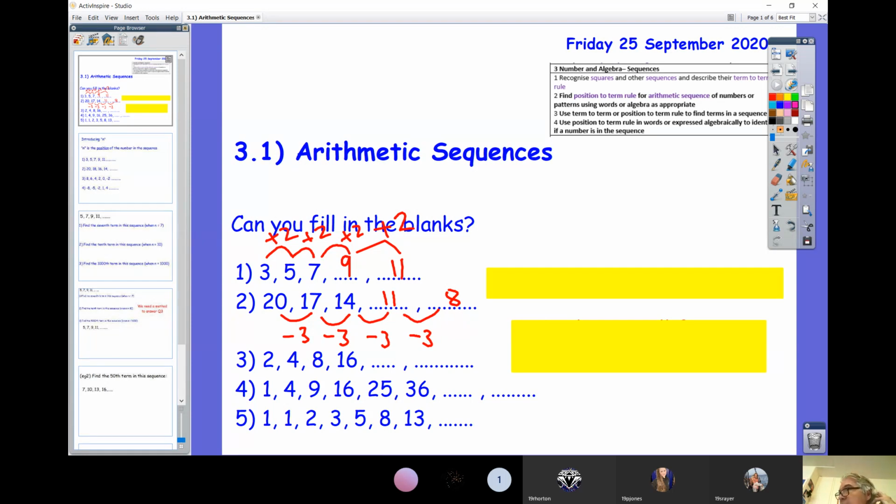I'll be hugely impressed if anybody can get number 5. Do you? Wow. So Poppy knows. Well, we'll see. We'll see if you can spot it. It's also very famous. It's named after a famous mathematician. Let's see if we can. Think squares.